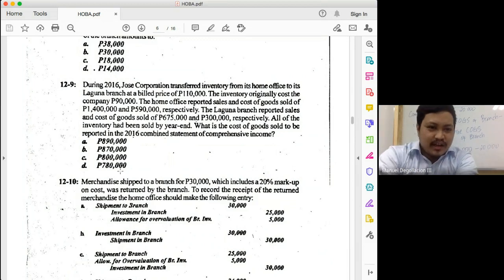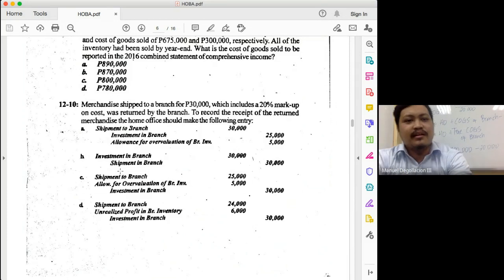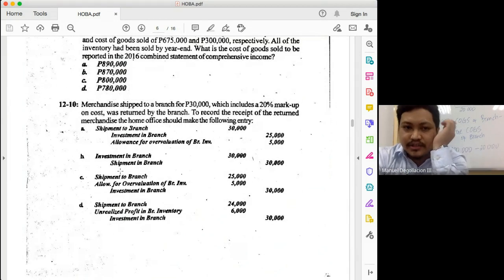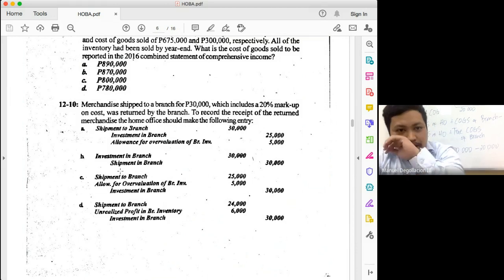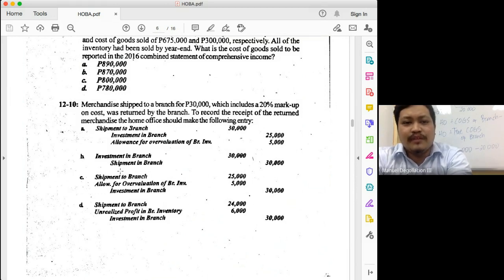Let's proceed to problem 12-10. It's just entry class. Merchandise shipped to a branch for 30,000, which includes a 20% markup on cost, was returned by the branch. To record the receipt of the returned merchandise, the home office should make the following entry. Basically, the issue here, class, is on the computation of the cost. But very important takeaway, class. The question asks for the entry in the books of the Home Office. So if ever you see shipments from Home Office in the choices, that should be wrong, because you do not see the shipments from Home Office account in the books of the Home Office. Who uses the shipments from Home Office account? It is the branch.